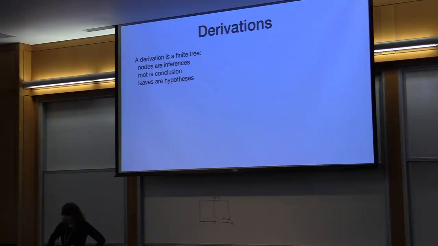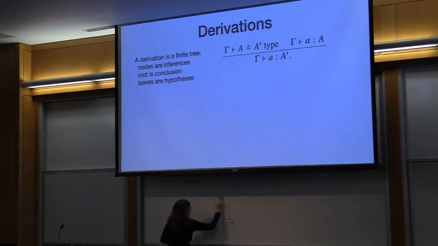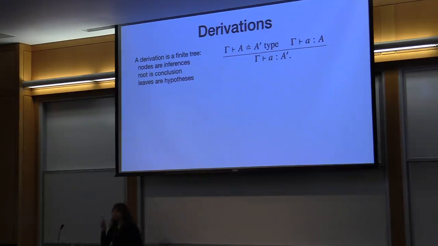So what are derivations? Derivations are finite trees where nodes are the inferences or inference rules, the root is the conclusion, and leaves are the hypotheses, okay? So let's try to make a derivation, the one that I promised you. I'm trying to derive here, with your help, that the element conversion rule holds. Let me just grab it. I will press really hard.